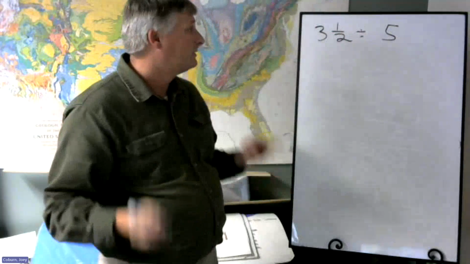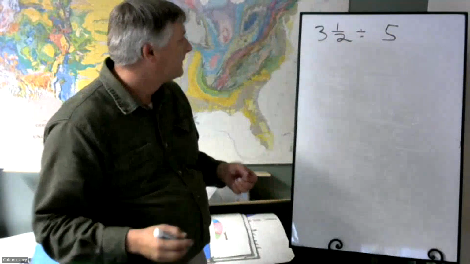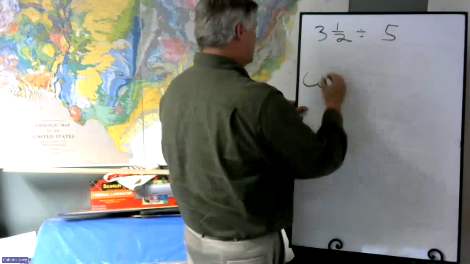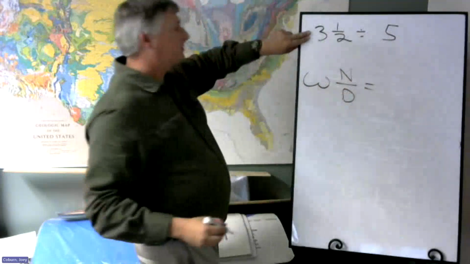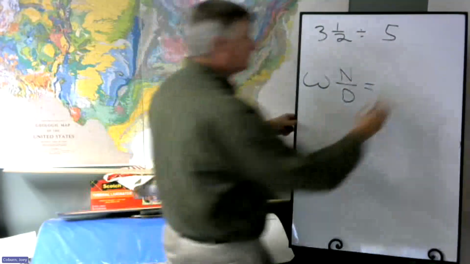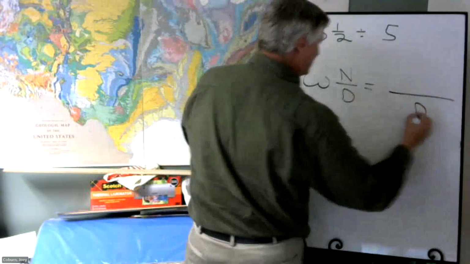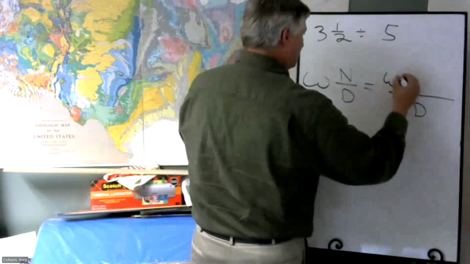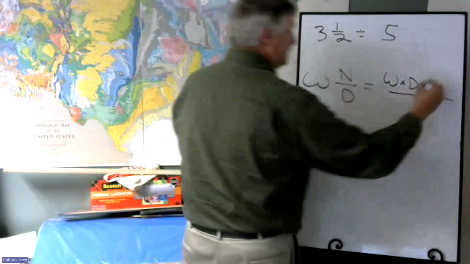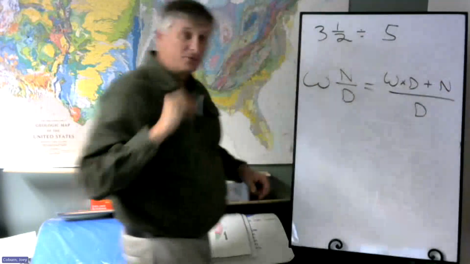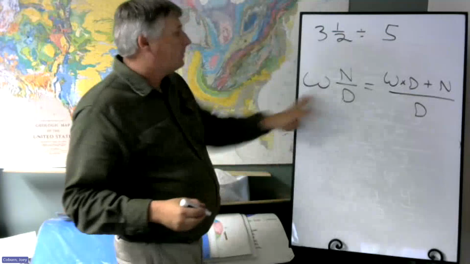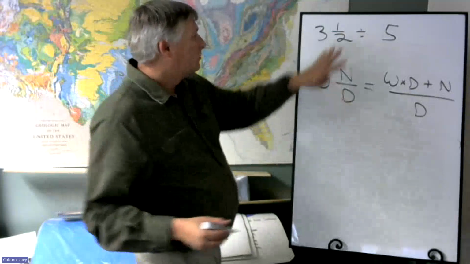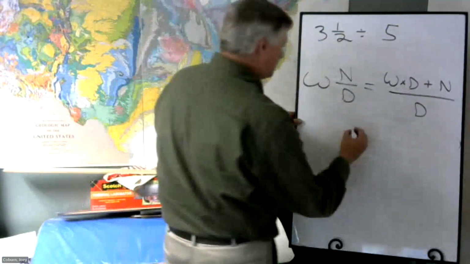Now, suppose you have this. Three and 1/2 divided by 5. Well, whole number, numerator, denominator. We're going to convert this to an improper fraction. W times D plus N is the formula. And this is just the formula we can use. And once we have this formula memorized, we can plug in the numbers.